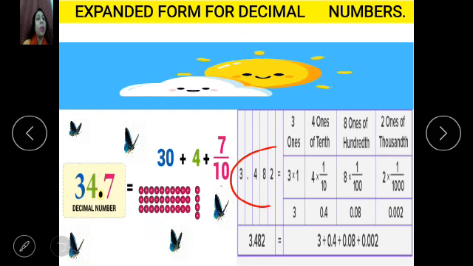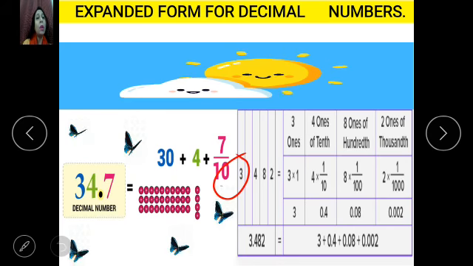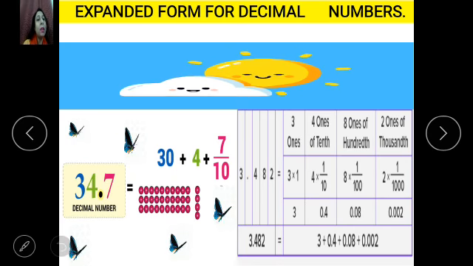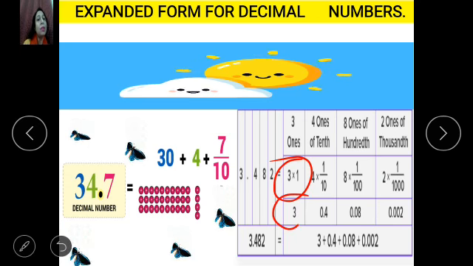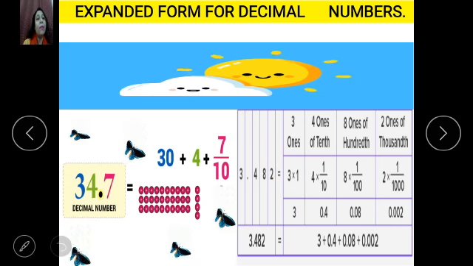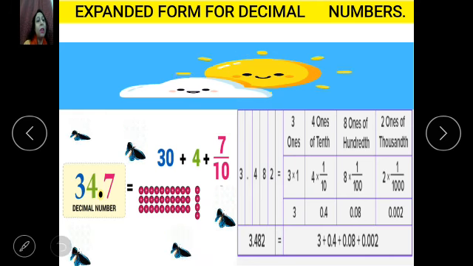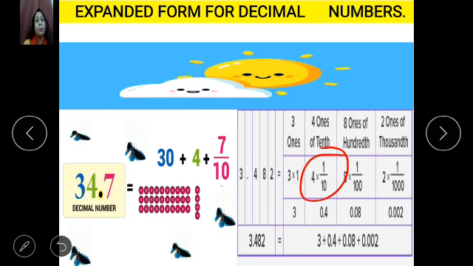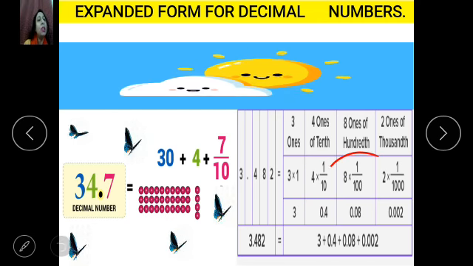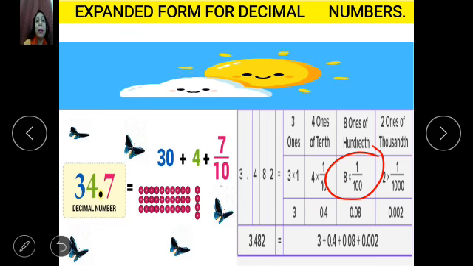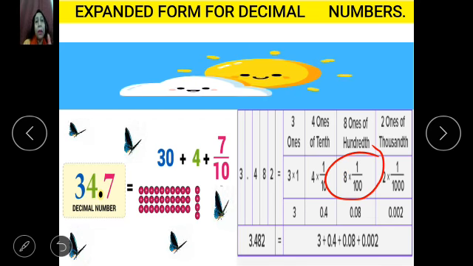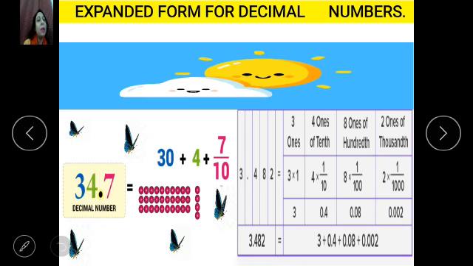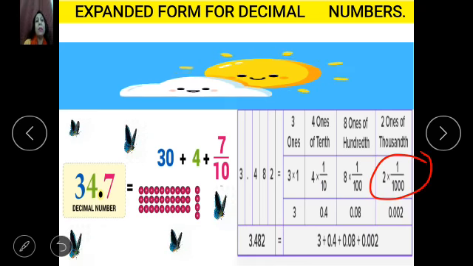Now come to the next number, 3.482. Here 3 is a whole number and it is present in the ones place. So I have written 3 into 1, so the value is 3. Like that, after the decimal, 482 is present. So I have written 4 into 1 by 10 because this is the tenths place. Like that 8 into 1 by 100, so this is the hundredths place after the decimal point. Now come to the next, and 2 is in the thousandths place, 2 into 1 by 1000. So like that you have to write.